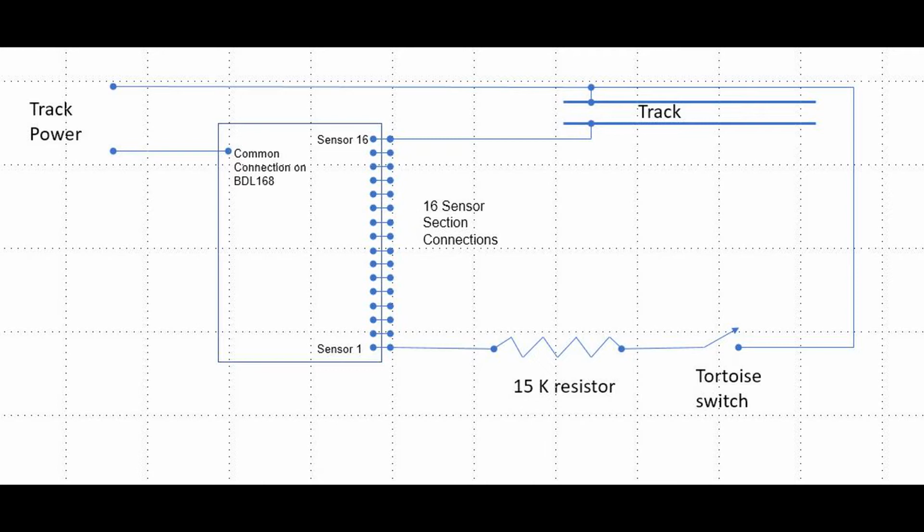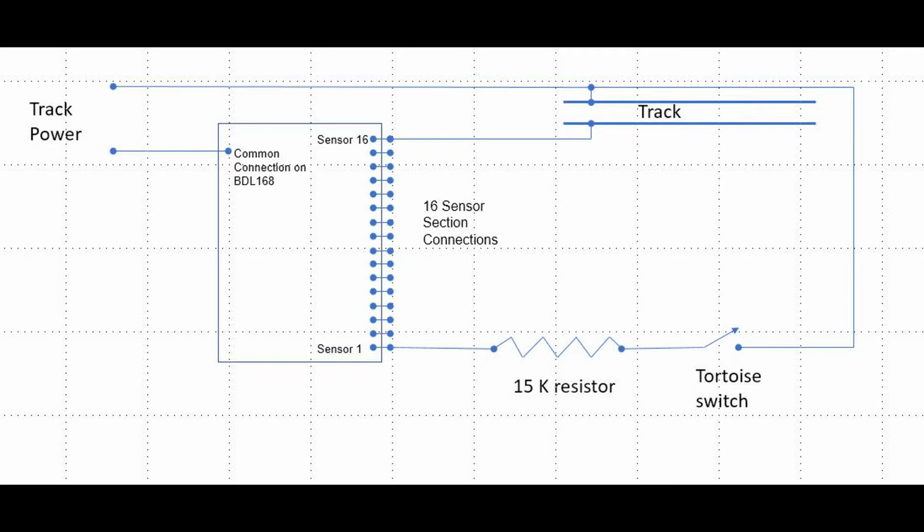Likewise, at the bottom, we show how the same thing is accomplished using a resistor and the single pole double throw switch located on the switch machine. The current flows from the one side of the track power through the switch, through the resistor, and through the BDL168 section to indicate a current flow.